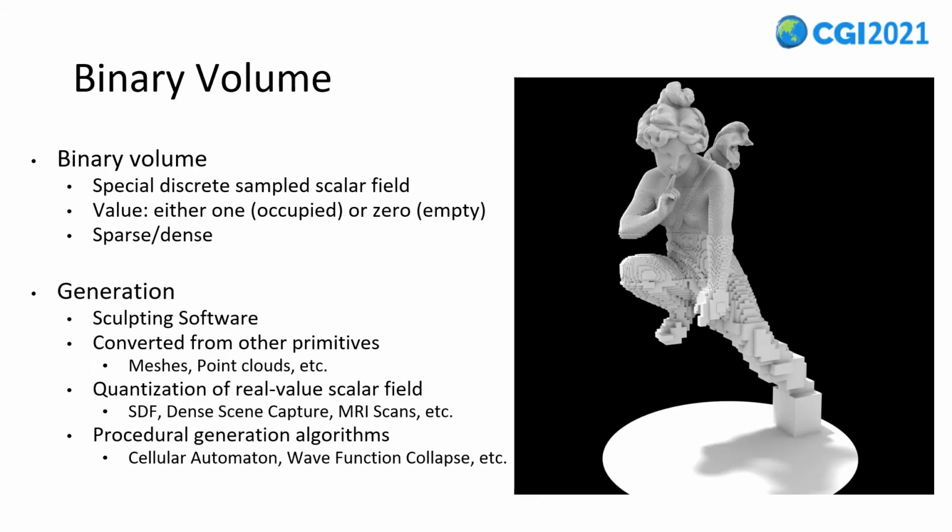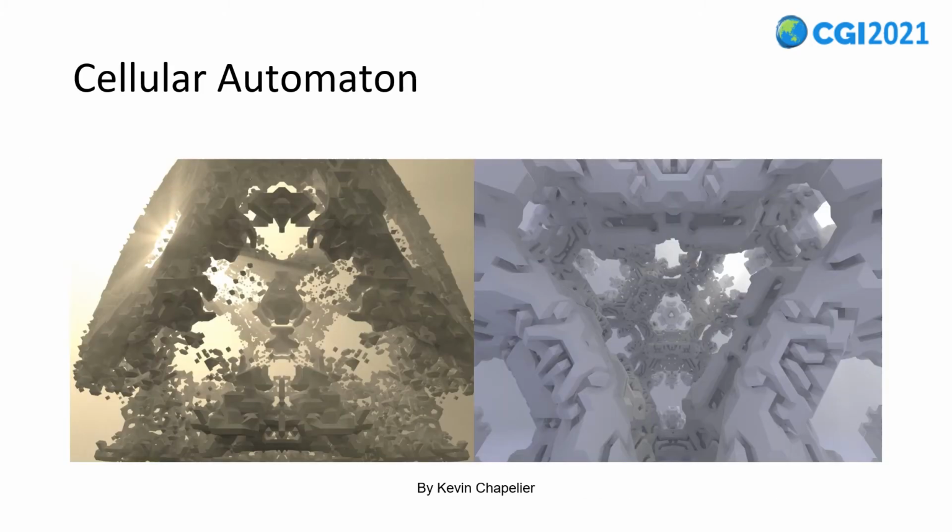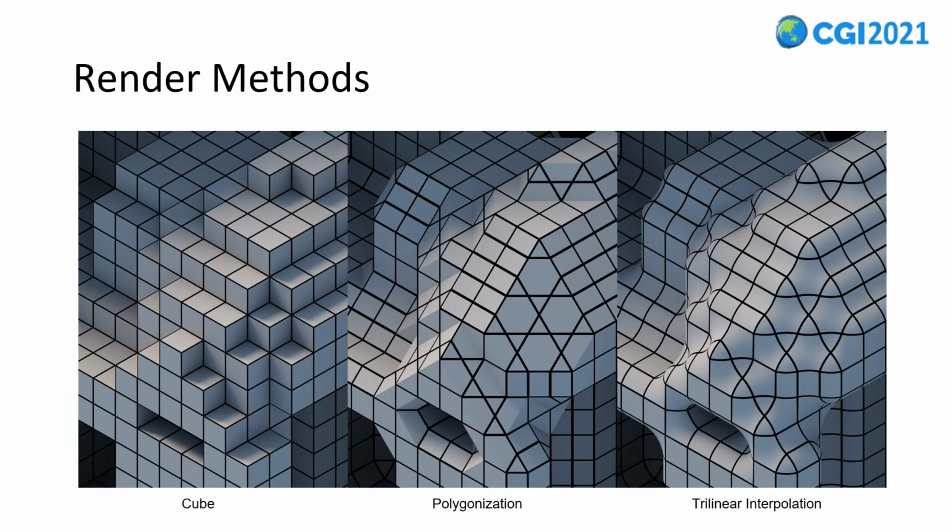Binary volume is one of the widely used data structures for voxel-based modeling. It is a special discrete sampled scalar field, where the value at each uniform grid point can be either 1 or 0. The dataset can be sparse or dense, depending on how it is generated. Besides being handcrafted by users in sculpting software, the binary volume can be generated from other primitives, quantization of scalar fields, or procedural algorithms. The most straightforward way to visualize binary volumes is to render each solid voxel as a simple cube. However, the blocky surfaces and contours are not always appealing to users.